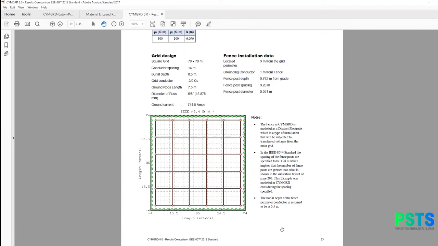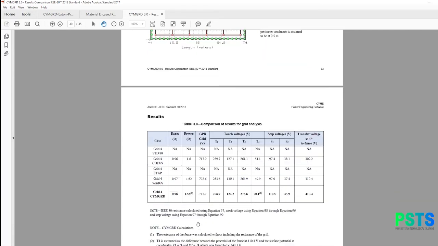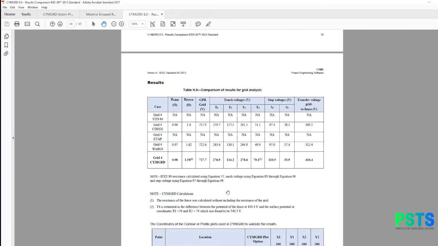Okay, so what I'm showing you now is also a very complex design where we're showing the grid and we have the fence being modeled as well. Part of the fence is underground inside, so the program can see what the voltage being induced on the fence is. Normally you have to connect the fence, but in this case, the IEEE wanted to see what the voltage induced on this structure, on the fence, is. So that is why we calculated all those.